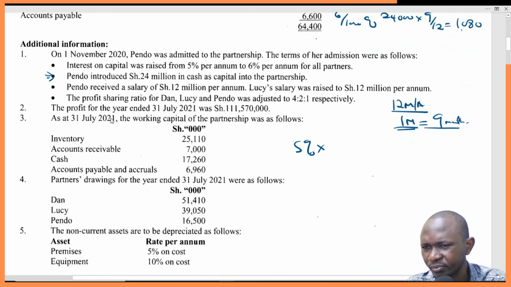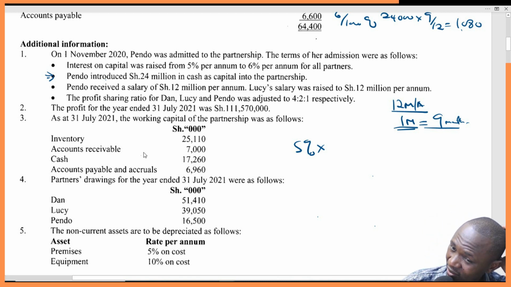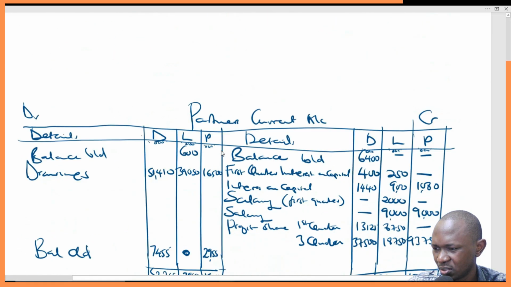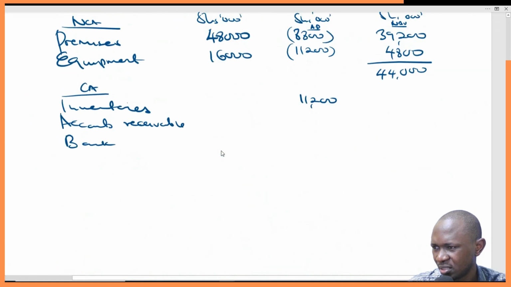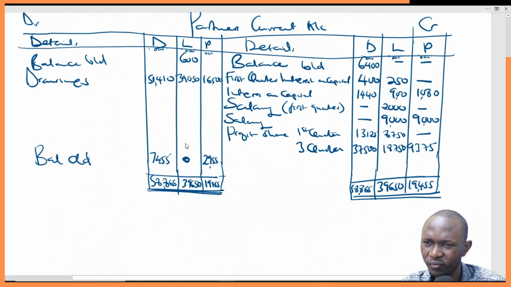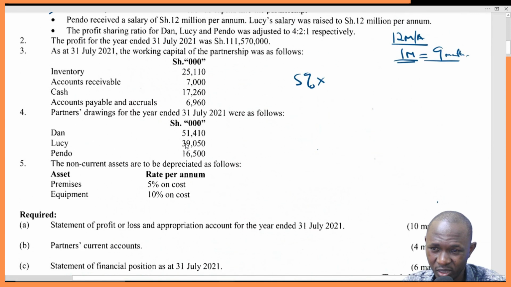As at 31st July 2021, the working capital of the partnership: inventory, accounts receivable, and cash. So we have 25,110, 7,000, and 17,260. So let's get those figures. So inventory is 25,110. Then 7,000 accounts receivable. Then 17,260, like that.